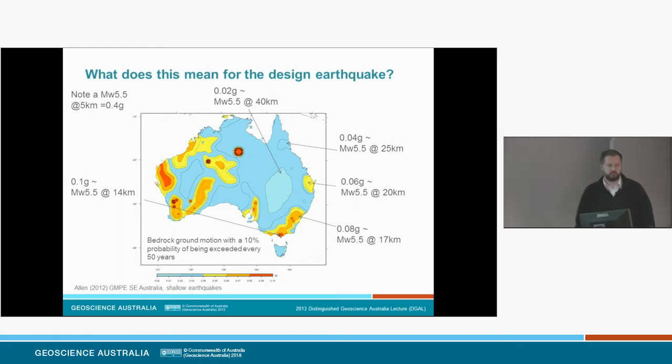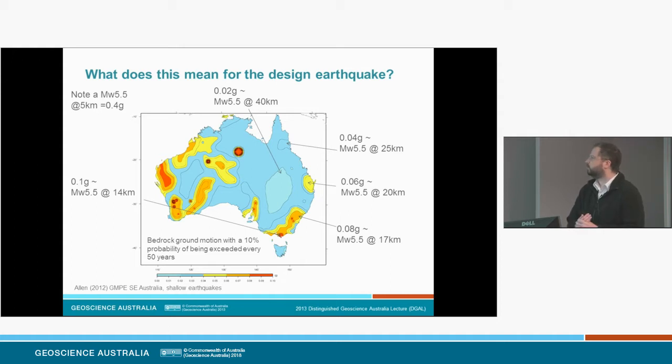G, which has a 10% probability of being exceeded every 50 years. That's about equivalent to a magnitude 5.5 at 40 kilometres. That's essentially what you're designing for. If you get a 5.5 closer than that, your building may experience ground motion which exceeds what it's designed for.